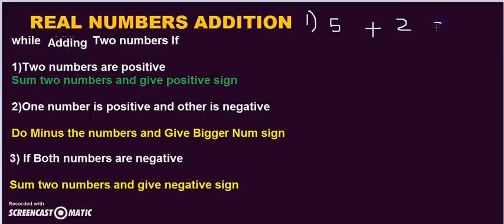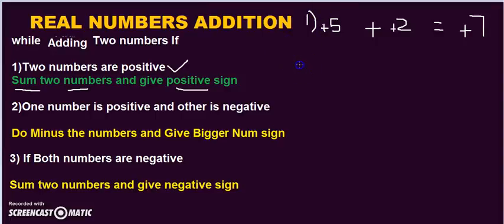I am having 5 plus 2. So my two numbers are positive numbers here, because if there is no sign, that means it is positive. So for my first case, what I have to do is sum the two numbers and give a positive sign. So 5 plus 2 is 7, and give the positive sign, which is plus. This is the first case.